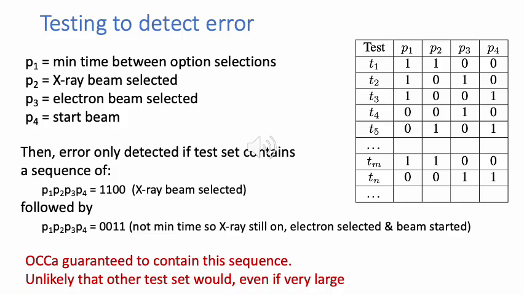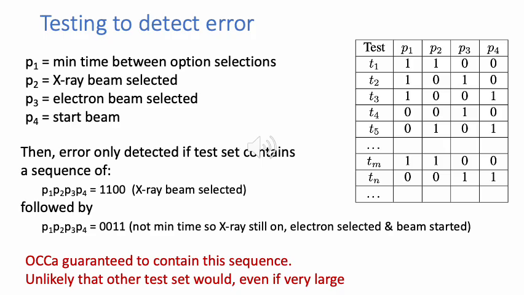Just to show how we could develop a test set that could detect this error, where it might not be detected using random tests or expert design tests and so on. But if we use this adjacent covering of combination orders, then we could detect it. So let's say we have 4 parameters, P1 through P4, where P1 is the minimum time between option selections. So there's a certain amount of time that was required. Of course, if you remember the previous slide, very old machine involved, so minimum amount of time.